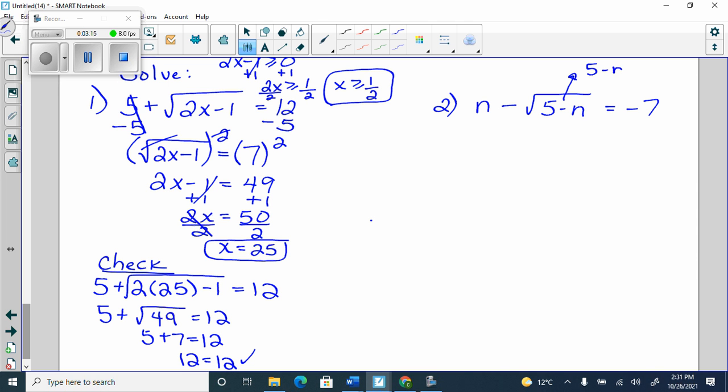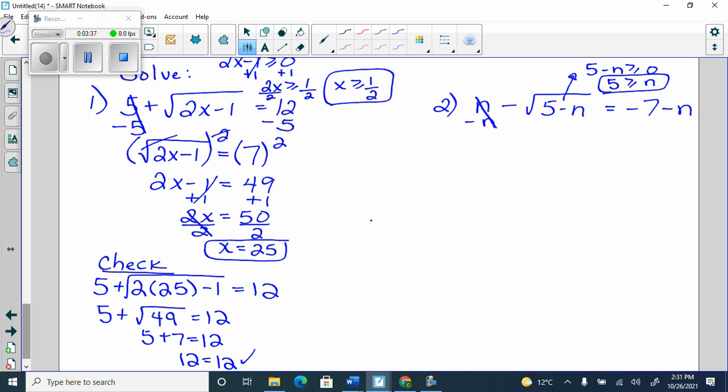5 minus n has to be greater than or equal to 0. I can move the n over by adding it. So 5 is greater than or equal to n. So n is less than or equal to 5, technically, because you read from the n. Okay, our first step is to isolate the radical. So we're going to subtract n.